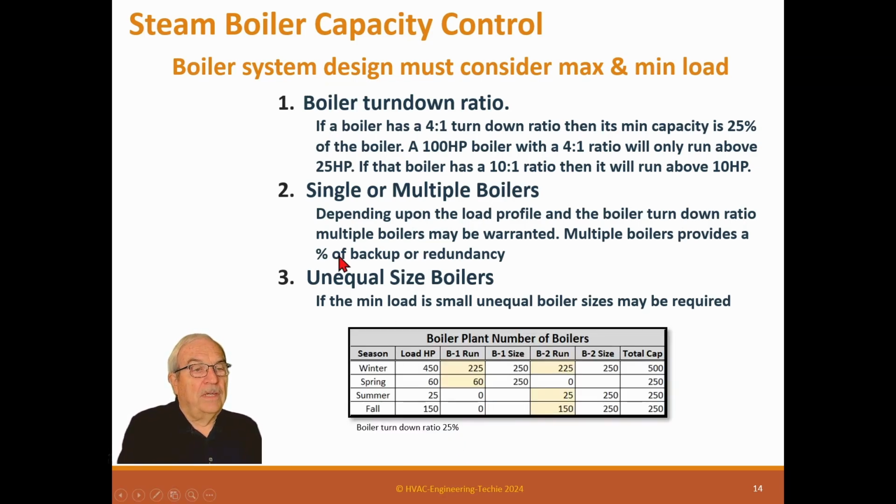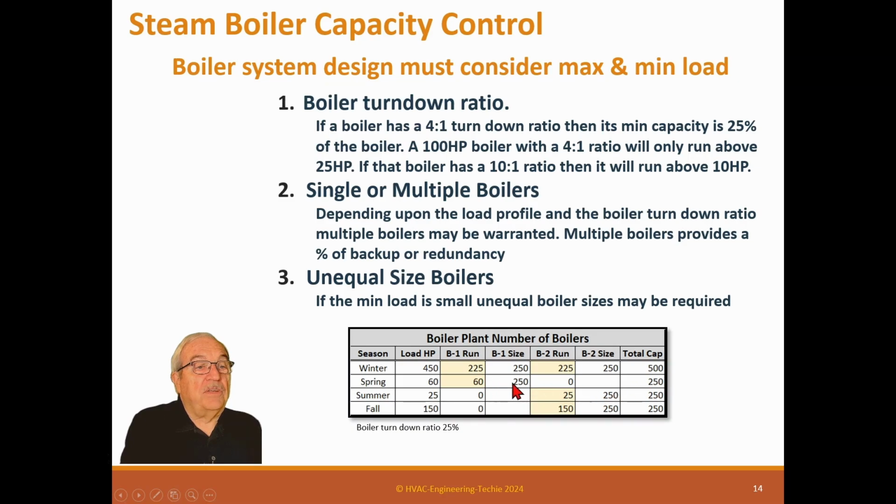And here's an example. Here's a central plant where in the winter we have 450 boiler horsepower required. In the spring we have 60 horsepower. During the summer we have 25. During the fall we have 150. And we have three 250 horsepower boilers. So for winter, you would turn on two of them, and you would get 500 horsepower, so that's enough to do the load, and you'd have one in standby, which would be a good deal. During the spring with 60 horsepower, you would bring one on at 60 horsepower, so you'd have to turn on a 250 for that.